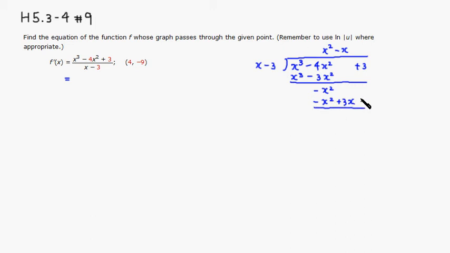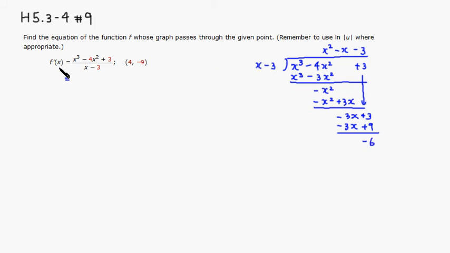Then go through a subtraction again. Negative x squared minus negative x squared is 0. 0 minus 3x is negative 3x. Then bring 3 down, so it's plus 3 there. How many x's can we squeeze into negative 3x? It's going to be negative 3. Negative 3 times x is negative 3x, and negative 3 times negative 3 is positive 9. Go through a subtraction. Negative 3x minus negative 3x is 0. 3 minus 9 is negative 6.